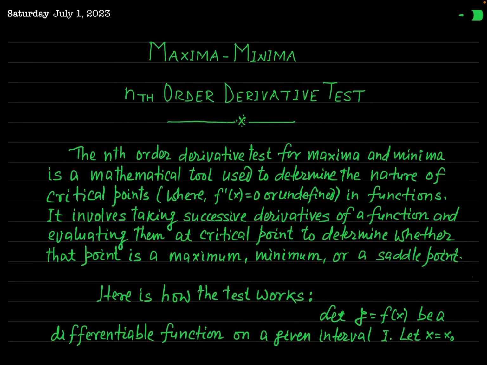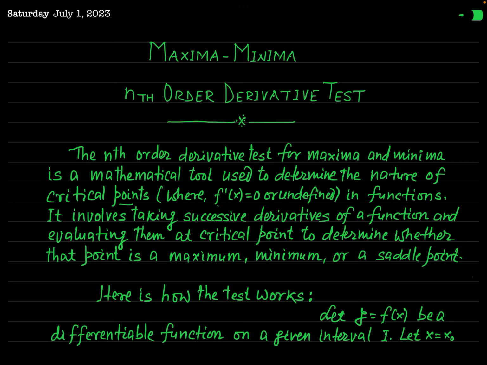In the previous lecture, we have learnt about the second order derivative test for maxima and minima of a function. Now today we will see the general concept of local maxima and minima, and it is actually called the nth order derivative test. This nth order derivative test for maxima and minima is just a mathematical technique used to determine the nature of critical points, and you know what critical points are and how they are found.